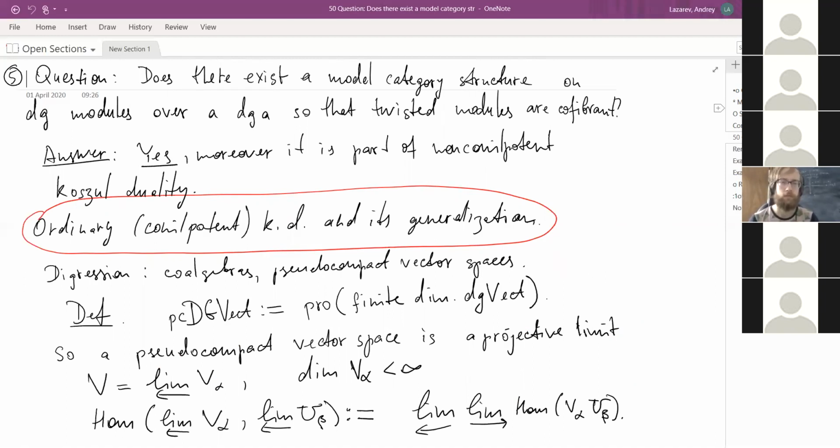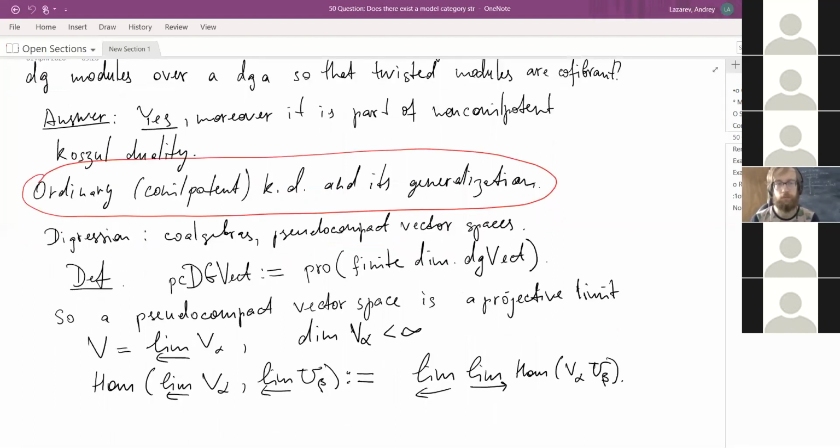And the answer is that yes, there exists a certain model category on DG modules, and moreover, as an added bonus, this is part of a certain Koszul duality pattern. And this is something that I'm going to spend a little bit of time explaining, just the usual ordinary, that is conilpotent Koszul duality, and then how it could be generalized.